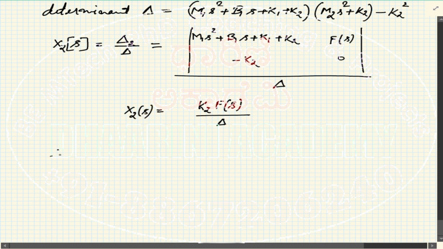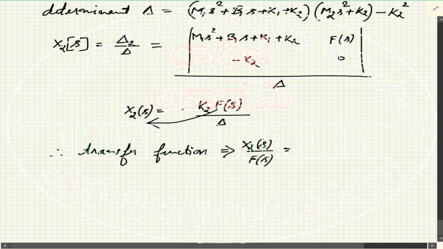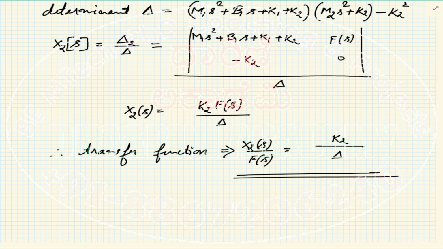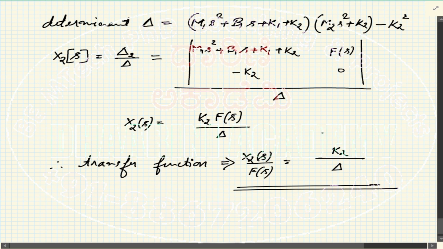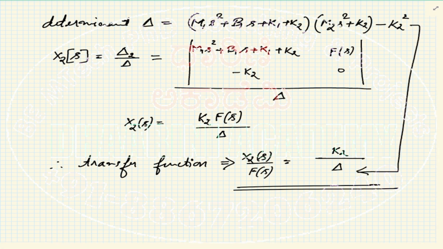So the transfer function in this case is x2 of s divided by f of s, right? How do you calculate that? Bring the f of s to this side. It's just k2 by delta, so that is k2 divided by delta. The delta value we already have, so we can simply substitute it here to get the answer in the final form. Just go through this answer once and let me know if you have any doubt.